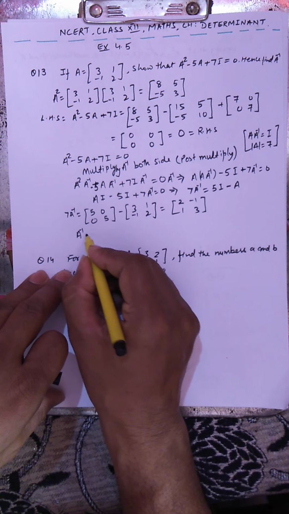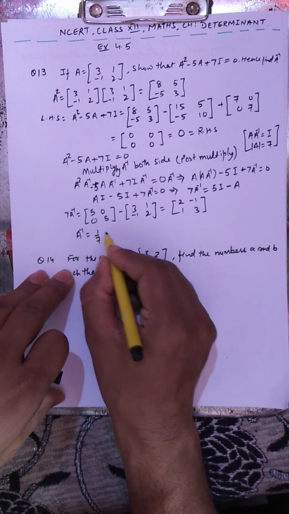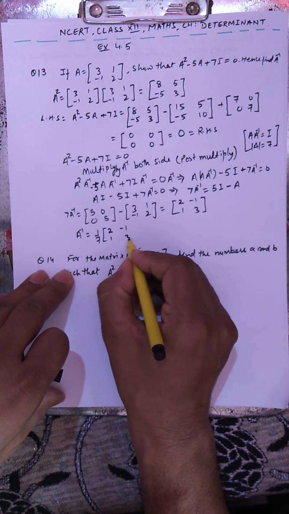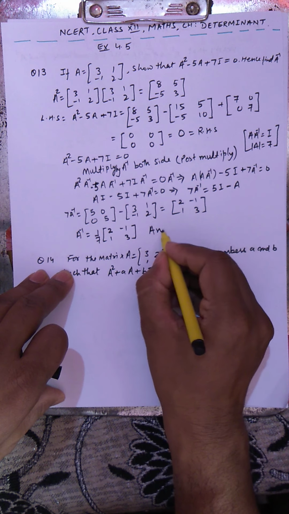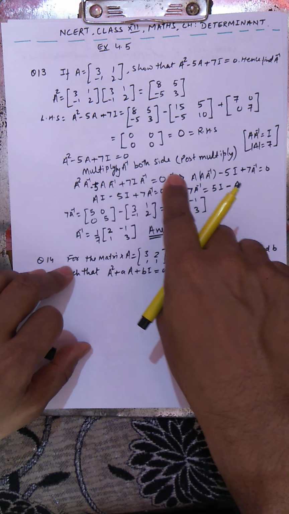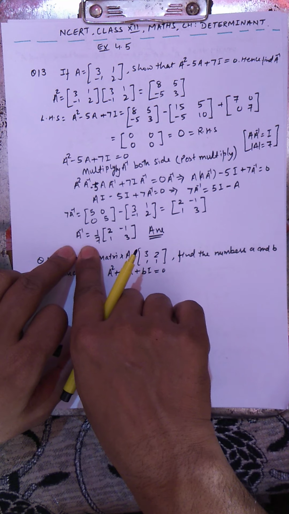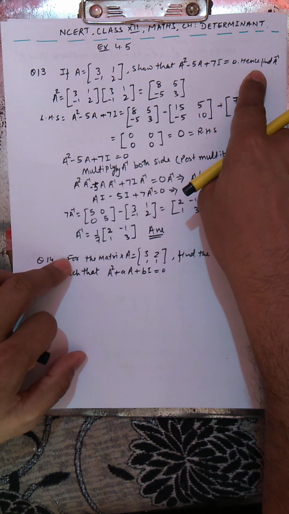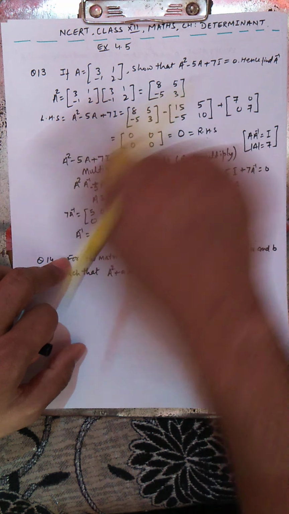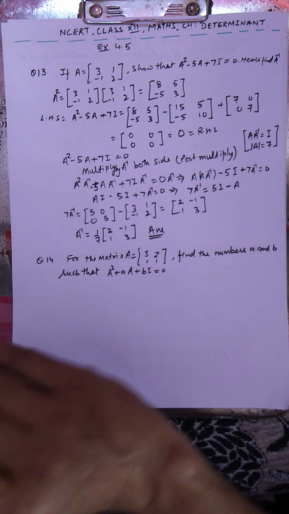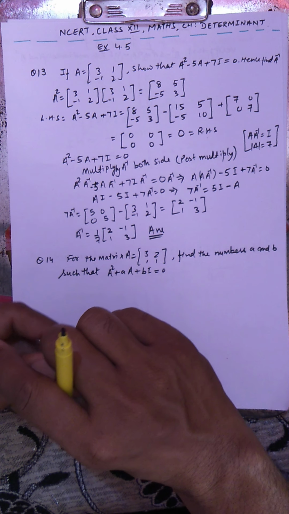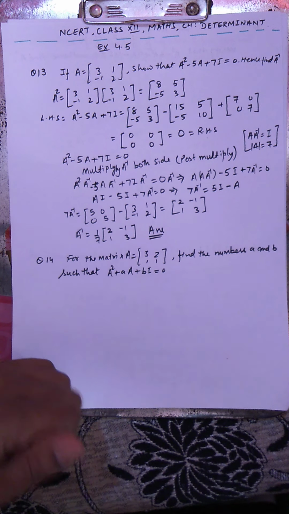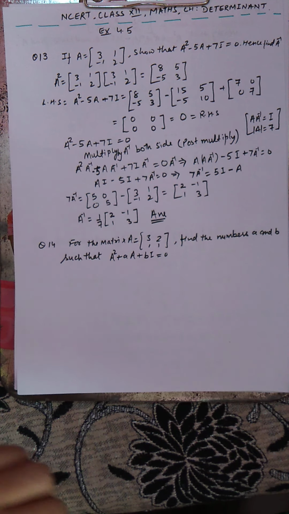So A inverse from this will be 1 by 7, 2 1 minus 1 3. So this is your answer, and this A inverse has to be found only by this method, because it's clearly mentioned, using this equation. So nobody will find the determinant using the formula method, which is A inverse equal to 1 upon determinant of A into adjoint of A. So that will not be used.